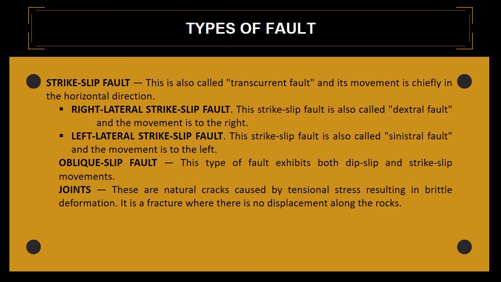So, joints, these are natural cracks caused by tensional stress resulting in brittle deformation. It is a fracture where there is no displacement along the rocks. So, fracture lang siya caused by tensional stress resulting in brittle deformation. Ibig sabihin, nade-deform, nafa-fracture, pero walang displacement ng bato. Hanggang dyan lang siya. Okay?